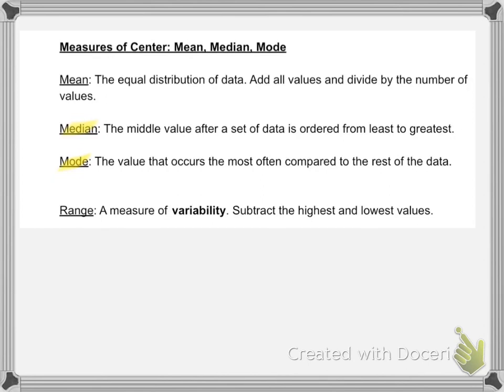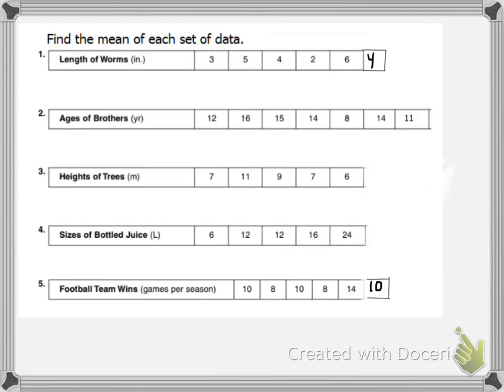So let's go through some examples on how to find the mean. I have 5 examples here. We're going to do all 5. So the first example, this gives us information about the length of worms that were either pulled from the ground or in a bucket, and they were measured. So we want to find the mean length of the worms, or the average length of the worms.